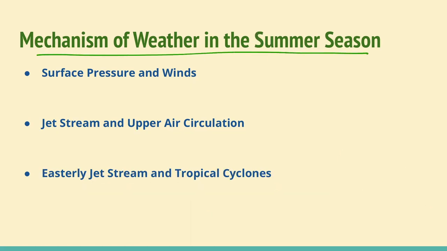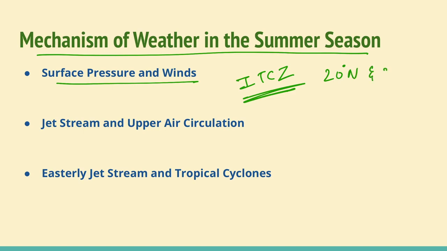Mechanism of weather in summer season. Surface pressure and winds. As the summer sets in and the sun shifts northwards, the wind circulation over the subcontinent undergoes a complete reversal at both the lower as well as the upper levels. By the middle of July, the low pressure belt near the surface, which is described as ITCZ, that is Intertropical Convergence Zone, shifts northwards, roughly parallel to the Himalayas between 20° north and 25° north. By this time, the westerly jet stream withdraws from the Indian region.